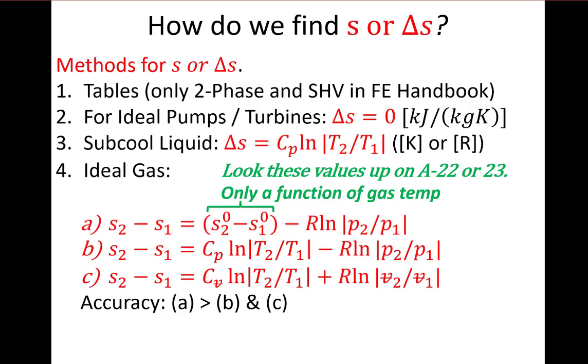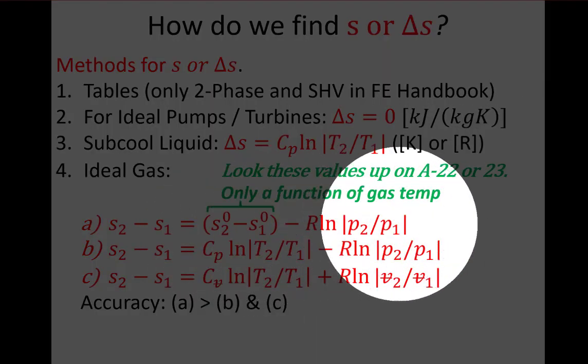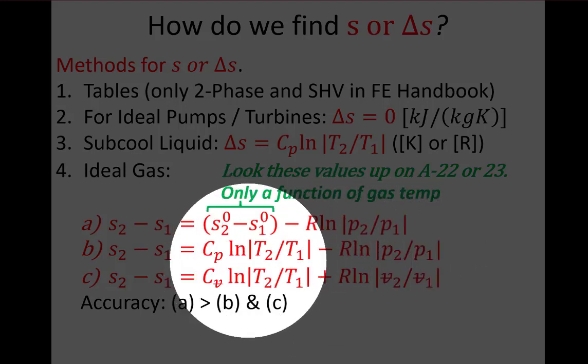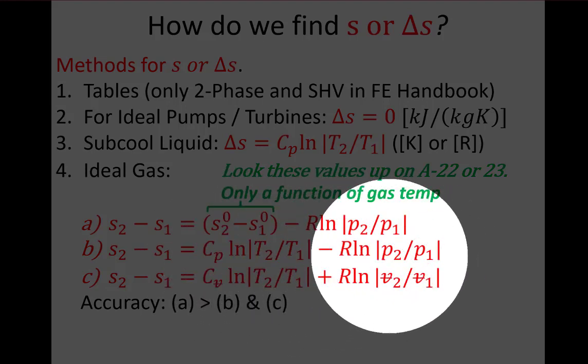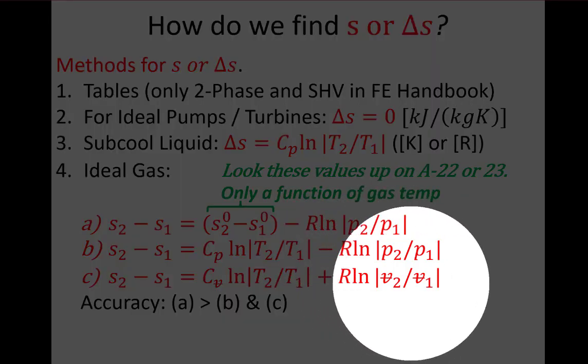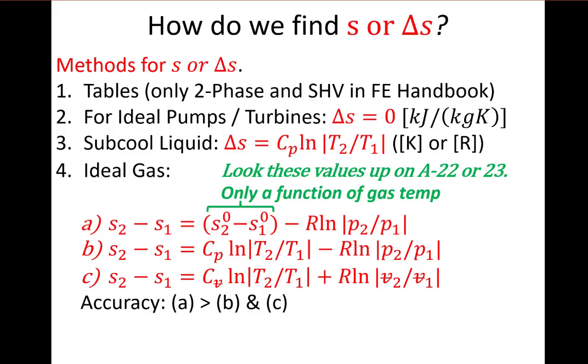Now, if we say the fluid is an ideal gas, then you either say it's variable specific heat, where you'd look it up on table A-22, or it's constant specific heat, where you'd use one of these two equations. For open systems, we'll typically use this one because we'll often have the pressure ratio. For closed systems, we'll often use this one because we'll have the volume ratios. As always, when we use variable specific heat, our answers have better accuracy than if we use constant specific heat. So we suffer in accuracy, but we gain in the fact that we don't have to do any kind of table lookups.